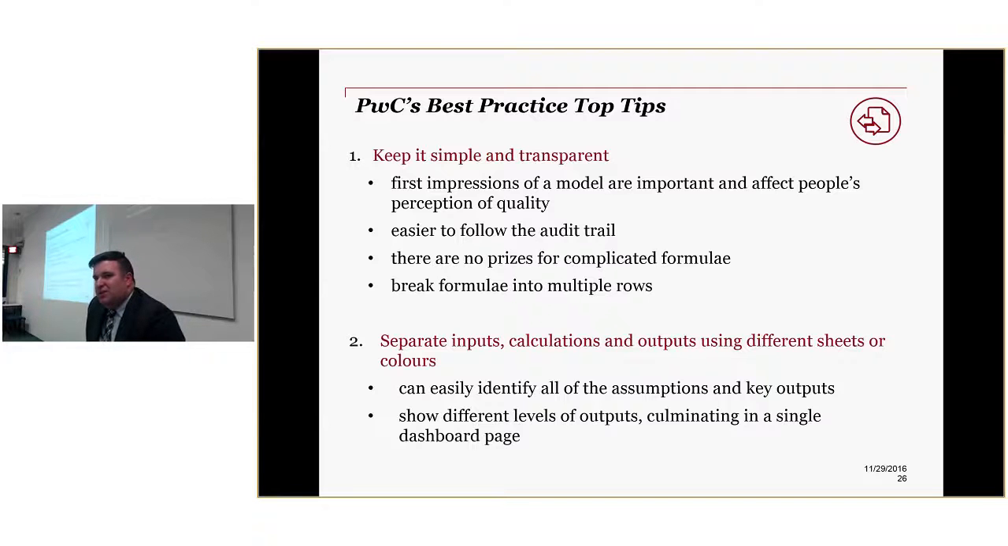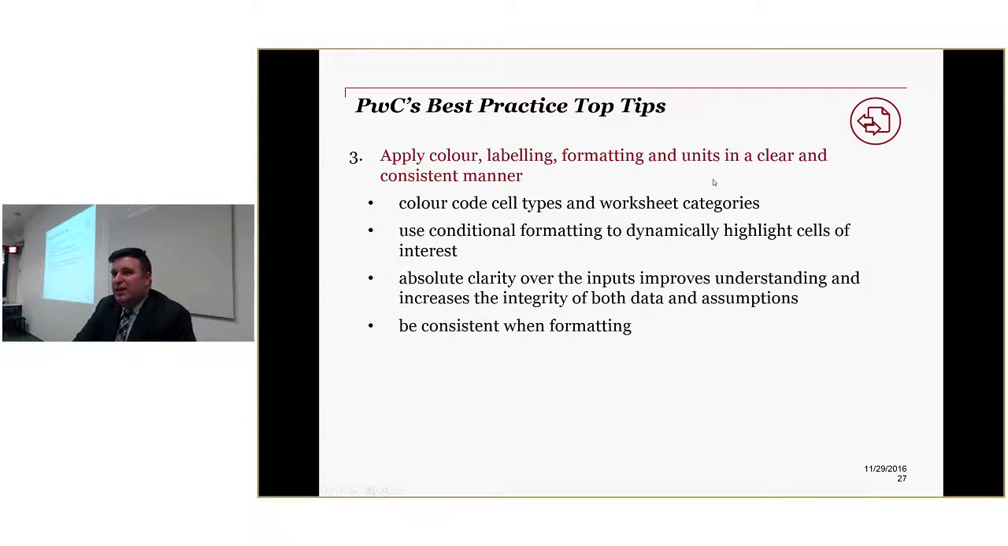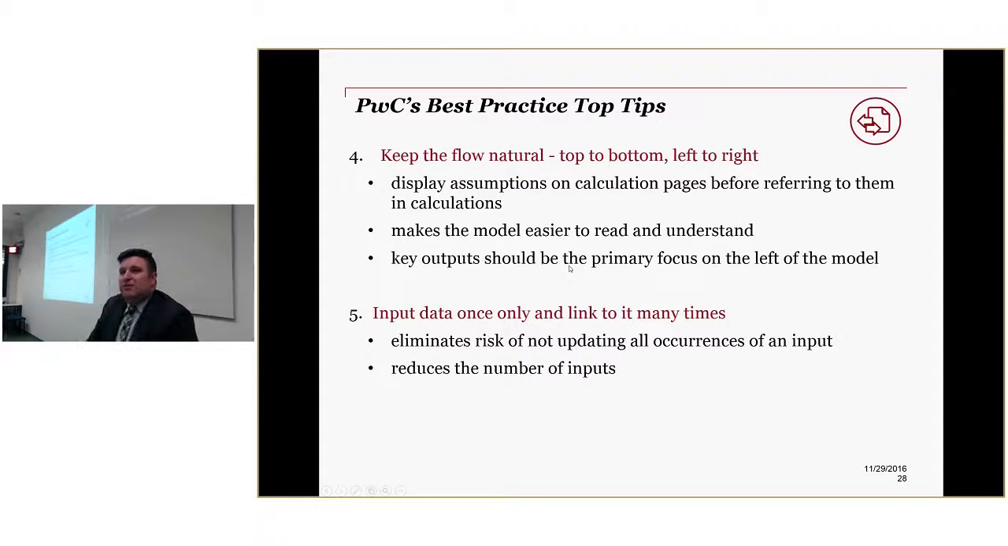Separate our inputs, calculations and outputs, different sheets and different colours. We'll go through that a bit later as well. Apply colour labelling, formatting and units in a clear and consistent manner. Sounds similar. Keep the flow natural, exactly what everyone else has said. Input data only once and link to it many times. Eliminates the risk here of not updating all occurrences in the model.